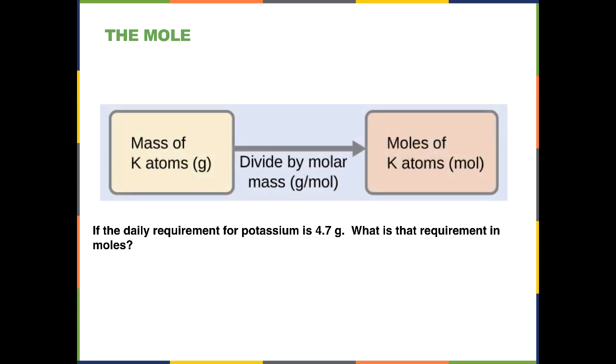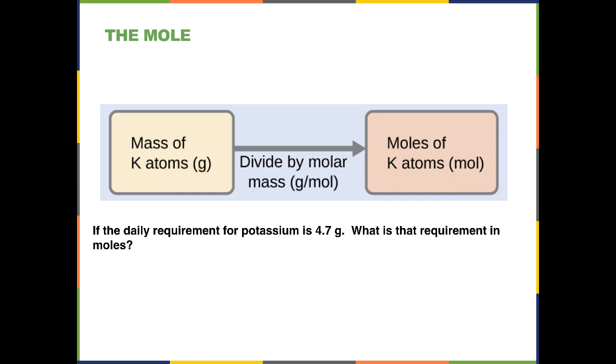Well, the way to find that is shown right here. You start out with the mass of potassium, which is measured in grams, in this case 4.7. You divide that by the molar mass of potassium, which if you look it up on your periodic table, you'll find that that's 39.1 grams. And when you do the division, you end up with the moles of potassium atoms. And you'll notice that when you divide, the grams cancel each other out and you're left with moles.